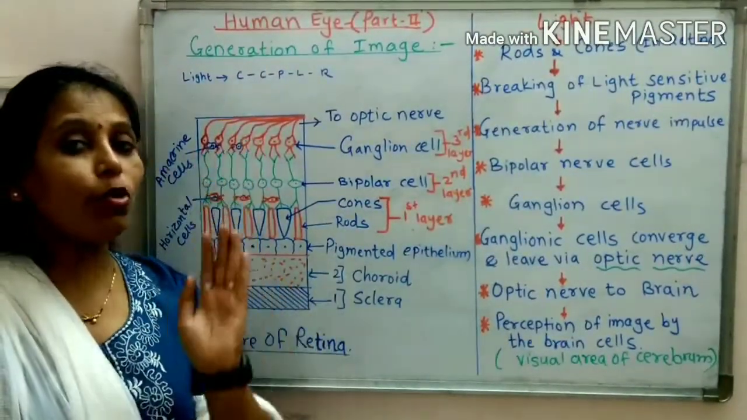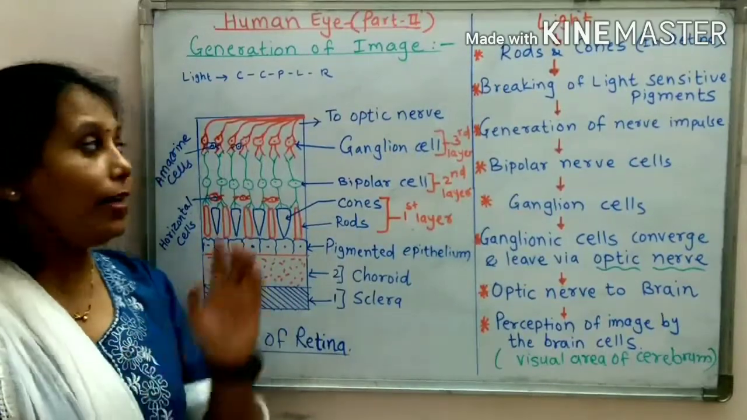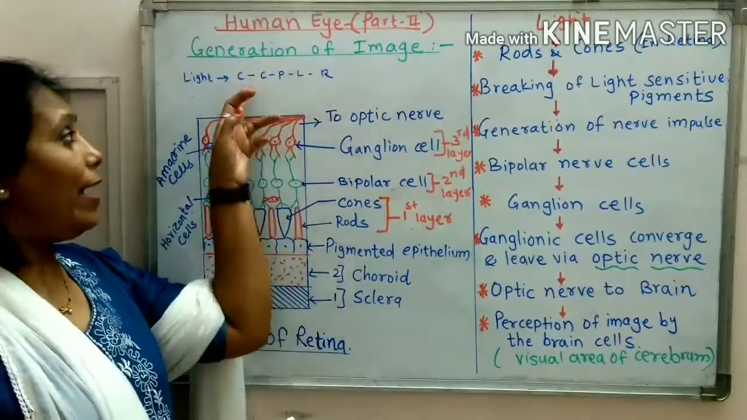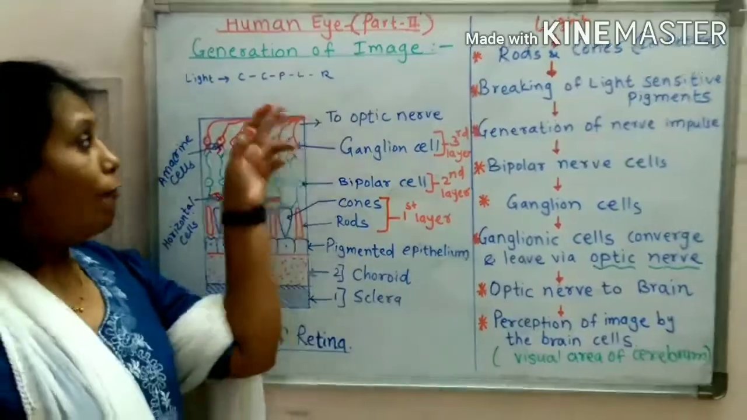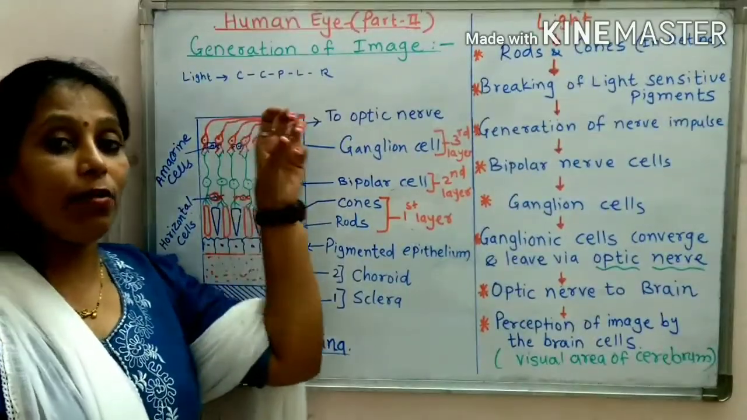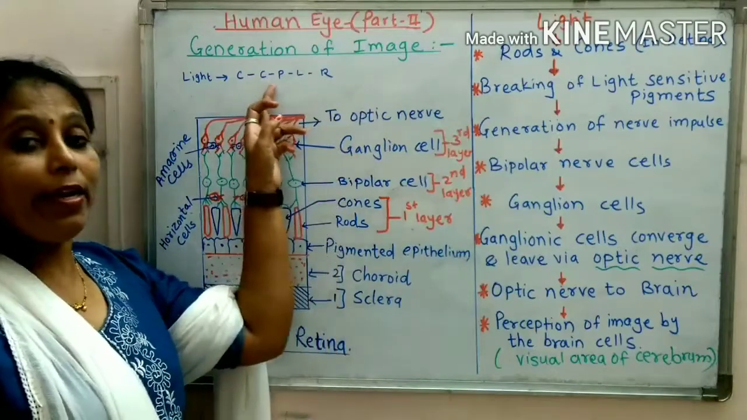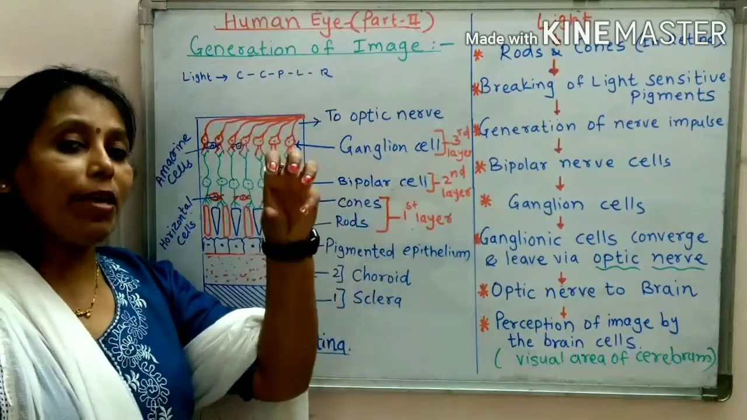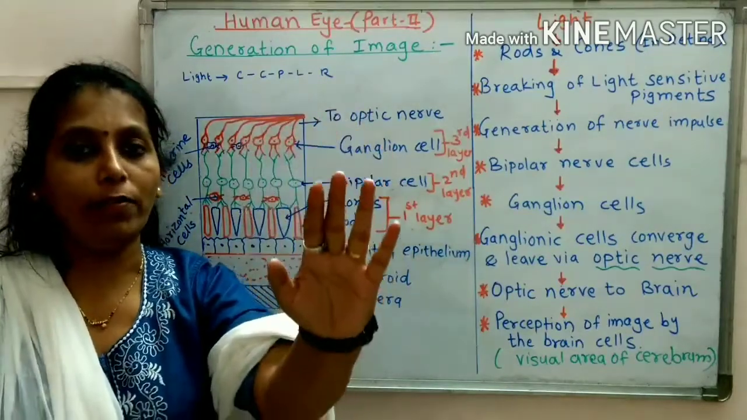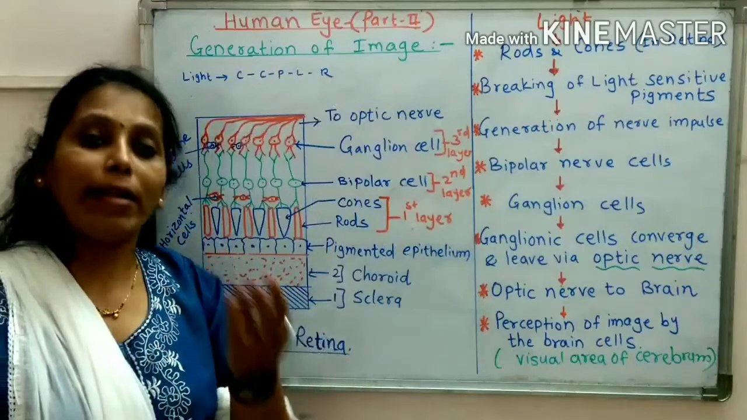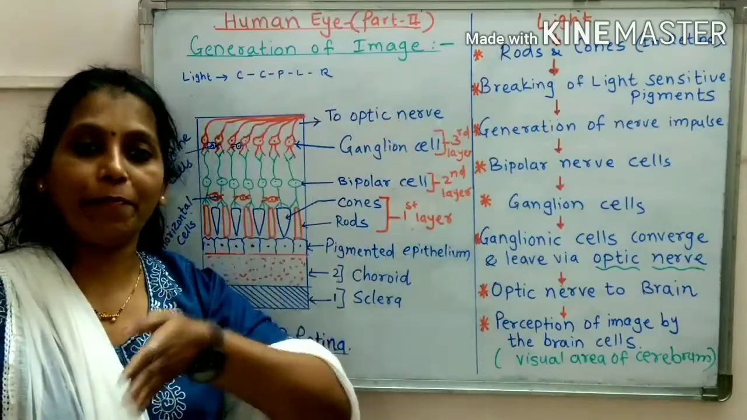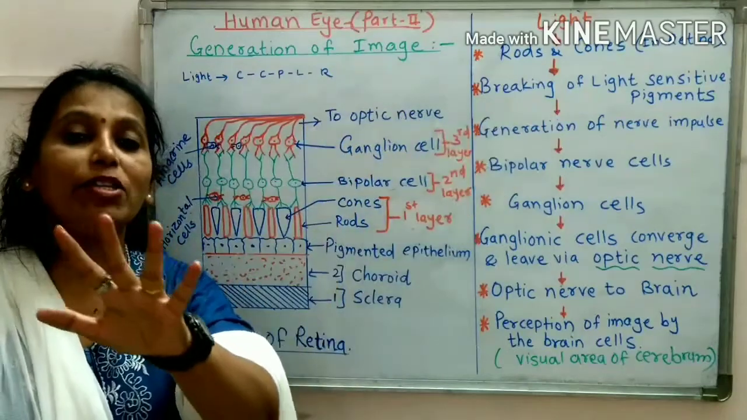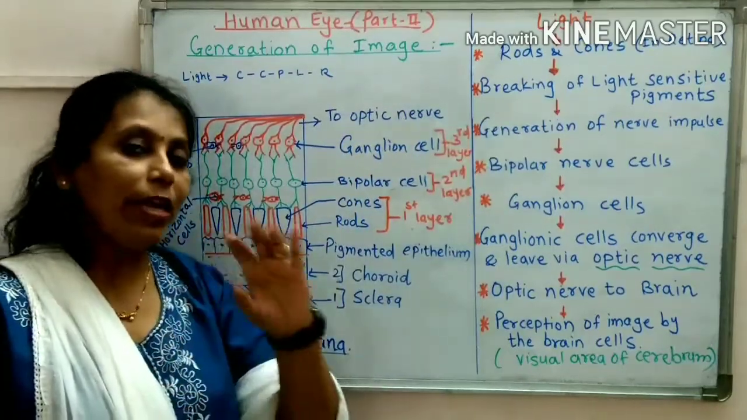The outermost layer, which we have already studied, is called the conjunctiva. Then from the conjunctiva it enters the cornea, from the cornea it enters the pupil, and from the pupil it enters the lens. Through the lens, the image falls on the retina. So the retina is the innermost layer, where the light from the object falls and the image is formed.